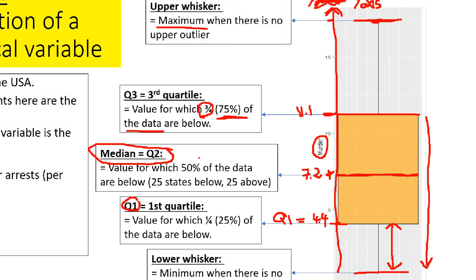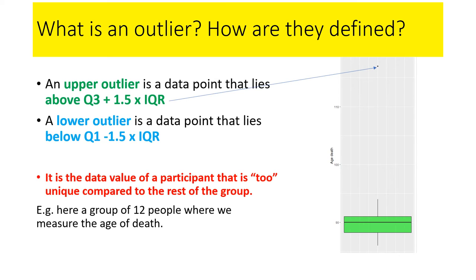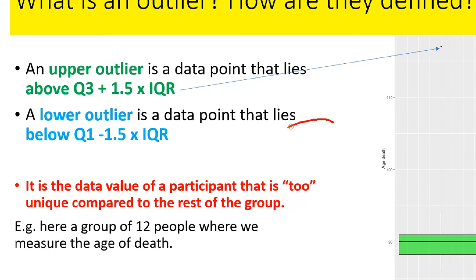So when do we have outliers? How do we define outliers in statistics? Let's say we have the age of death of 12 people, okay? You have 12 people in a group, and you have registered the age of their death, okay? Most of them die at around 85, 90 years old, okay? Age of death is this, okay?